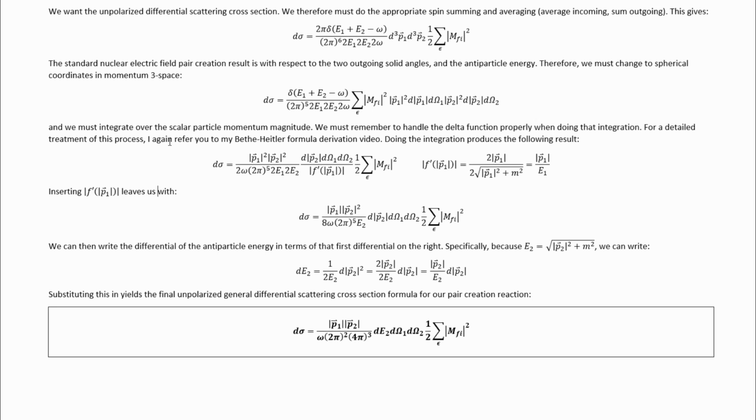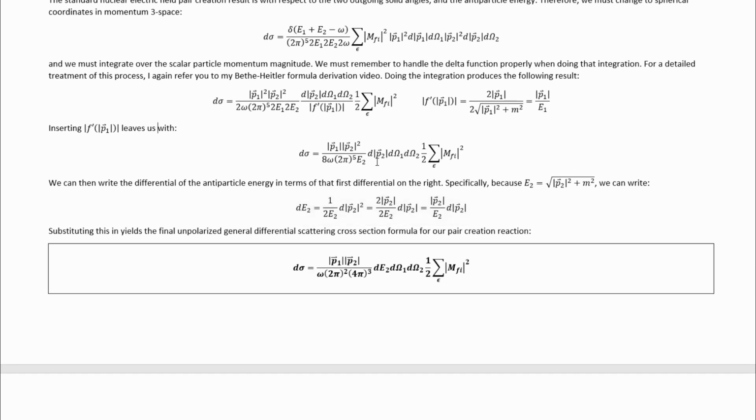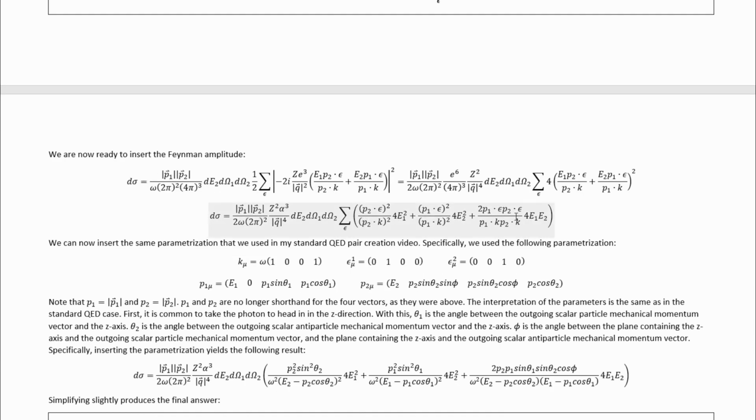For a detailed treatment of this process, I again refer you to my Bethe-Heitler formula derivation video or my standard QED pair creation calculation, which is the direct analog of this. Doing the integration produces the following result here. Inserting this quantity, which we calculated over there, yields this result. We can then rewrite the antiparticle energy differential in terms of this differential here, and we see we get this result, and we have the factors we need already present in order to make it show up exactly. That leaves us with this result. So now we have the general differential scattering cross-section formula, and we already calculated and simplified the Feynman amplitude, so all we need to do is insert that. Inserting that gives us this.